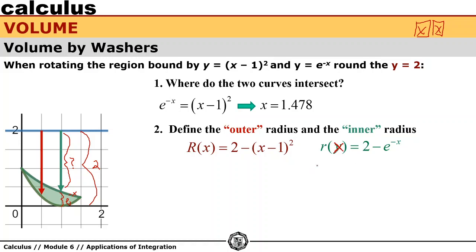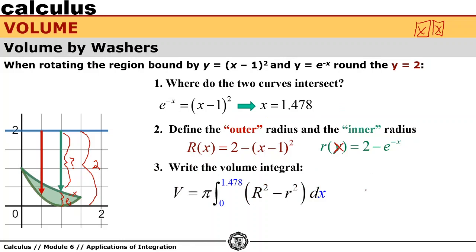All right, so what I want to do next is build our integral for the volume. To write the volume integral, we are going to do pi times the integral from 0 to 1.478. Remember, that is where the two curves crossed. Big R squared is this whole thing here, (2 minus (x minus 1) squared) squared, minus little r squared, which is (2 minus e to the negative x) squared.